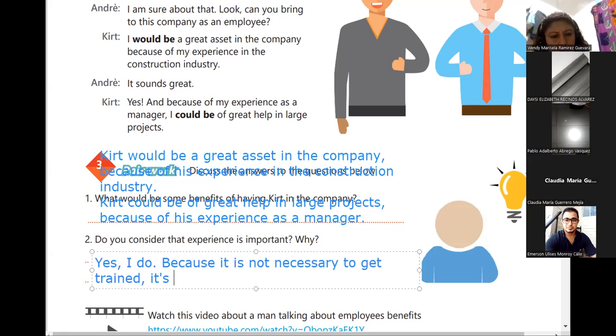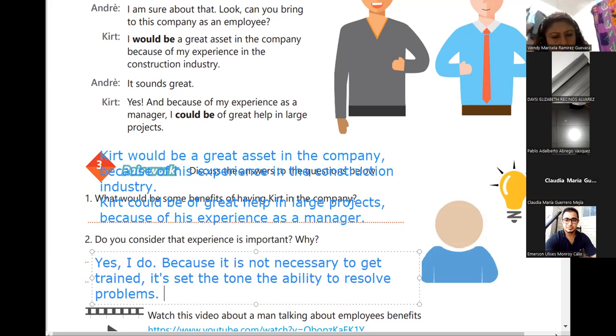Can you repeat, please? The availability to resolve the problems? The ability to resolve problems. All right. Yes, because they have examples that these things have happened and they know how to solve the problem. Yes, you're right. Correct. That's a very good reason too.